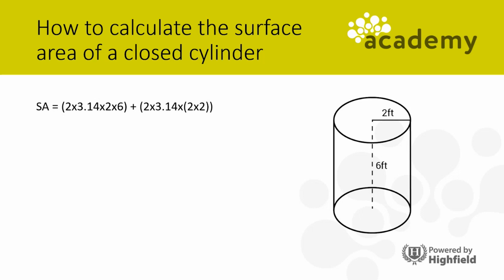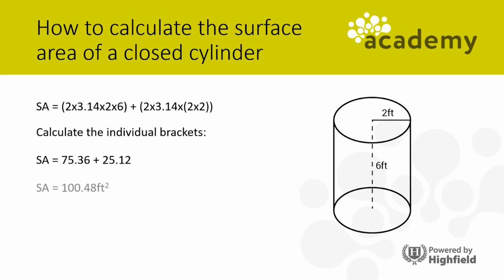So let's break this down. We need to calculate the individual brackets. So that is 75.36 plus 25.12, which is 100.48 feet squared.